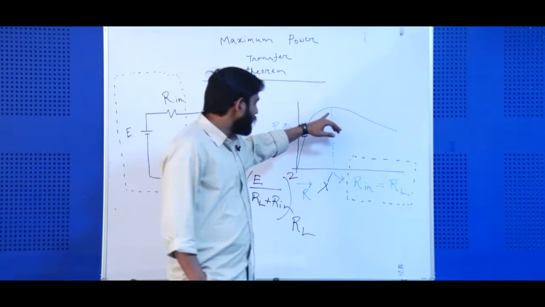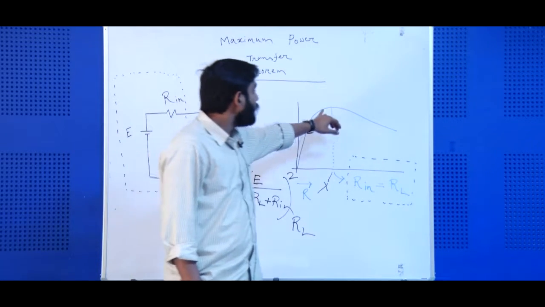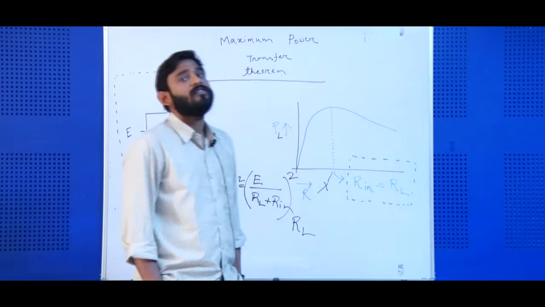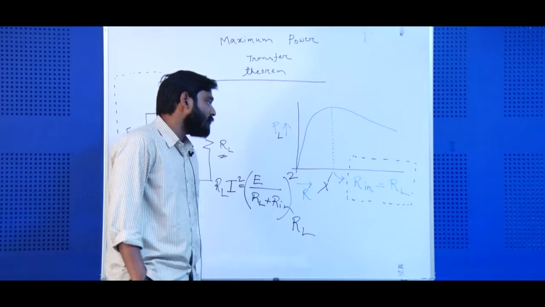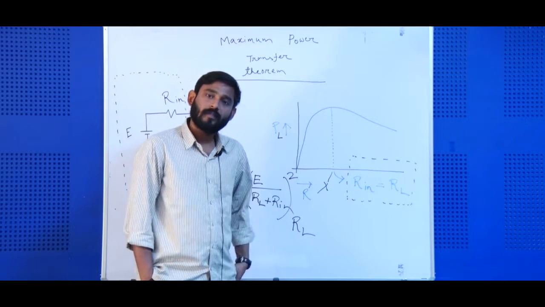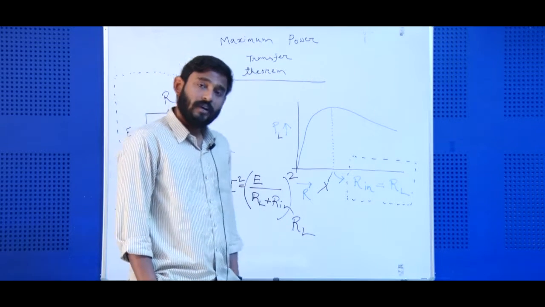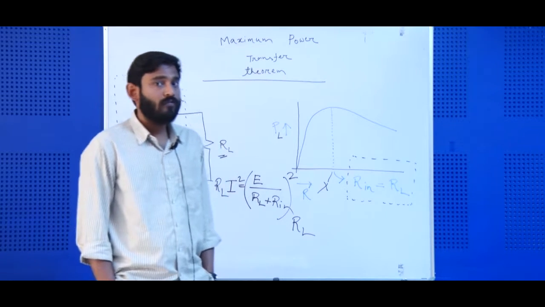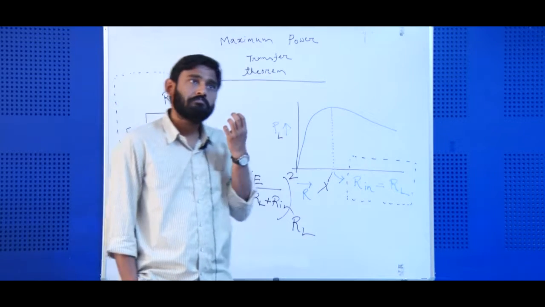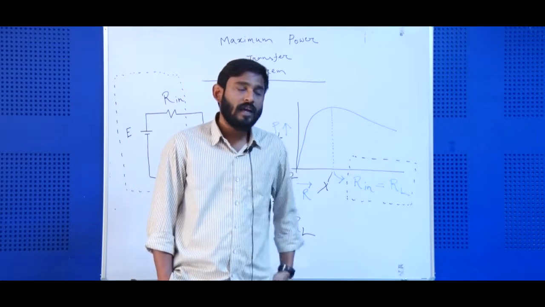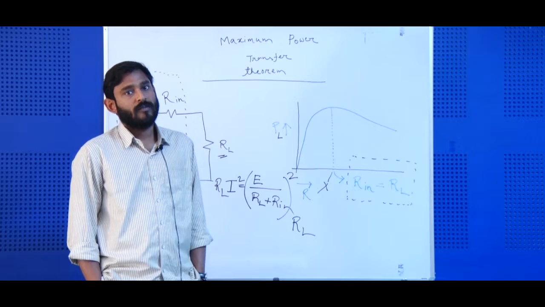But what happens once it reaches this point X, and what happens after that? After this point, again the power starts to decay. Now, what is the significance of this point X? The significance of this point X is that at this particular point, the total internal resistance of the circuit, as seen from the open circuited load terminals, is exactly equal to the value of the load resistance. Are you getting my point?